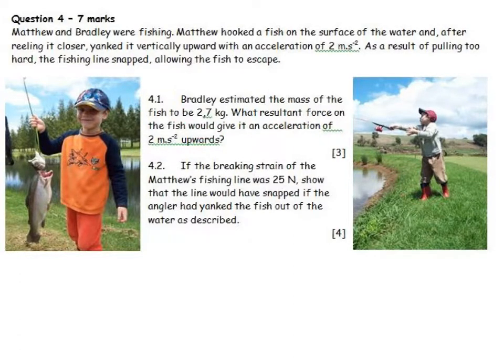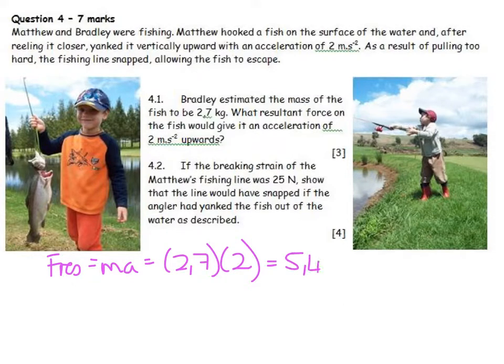So let's do that calculation. Force resultant is equal to mass times acceleration. Mass of the fish, acceleration of the fish, 5,4 newtons upward. Don't forget, it wanted resultant force, so I should have a direction.